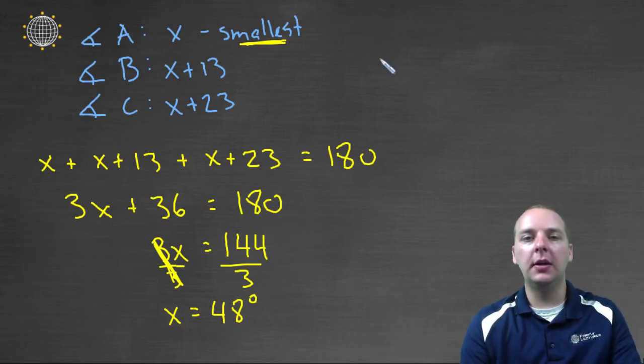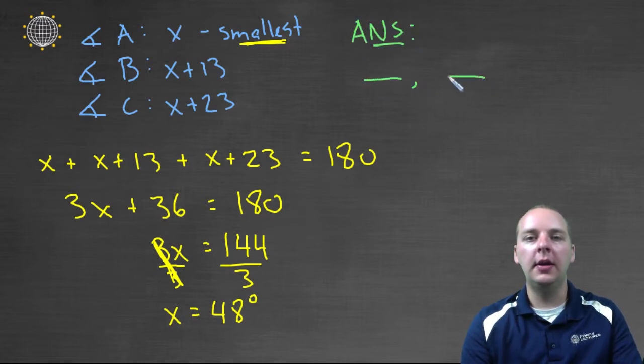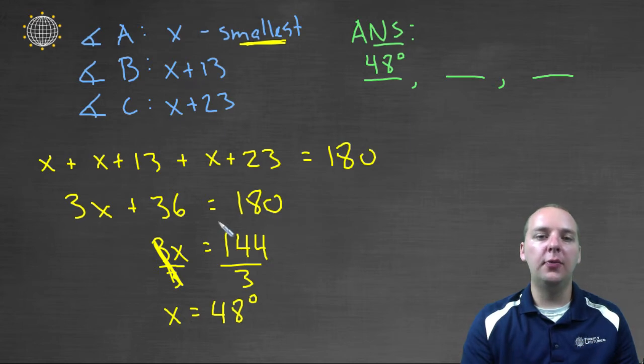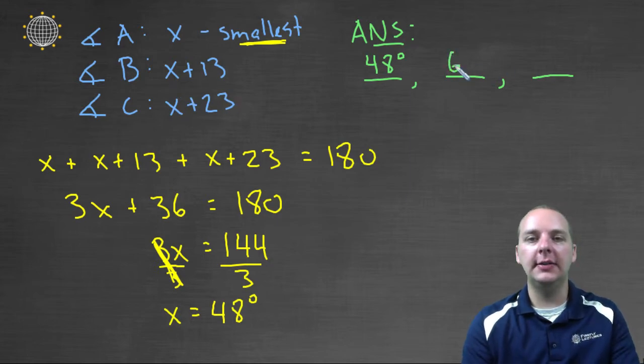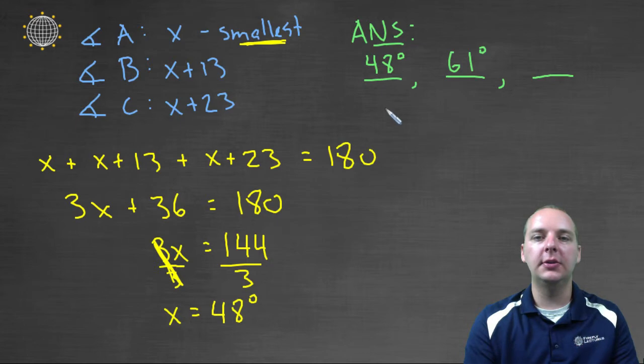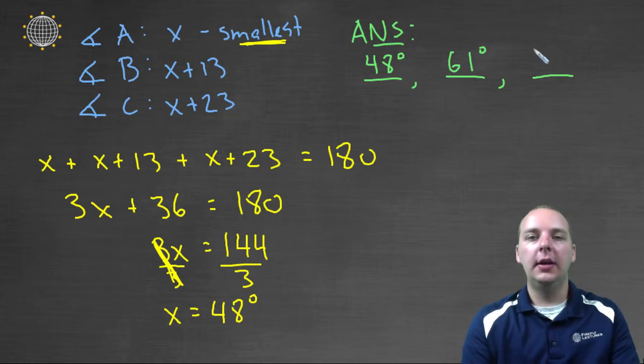So here we can make a list of our three angles. We have angle 1, angle 2, and angle 3. The smallest angle is 48 degrees. So how do I get the middle angle? If 48 is the smallest, the middle, if you recall, was 13 degrees more than that. So that would put us at 61 degrees. That's 48 plus 13. And then the largest angle was 23 degrees more than the smallest angle. 23 plus 48 would put us at 71 degrees.